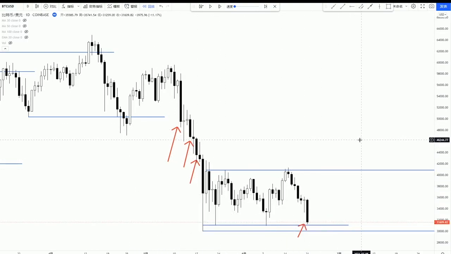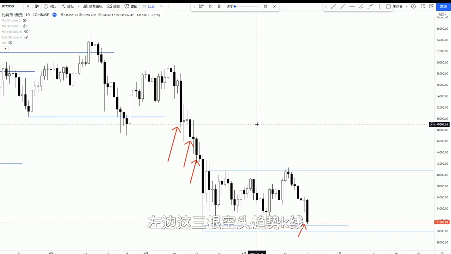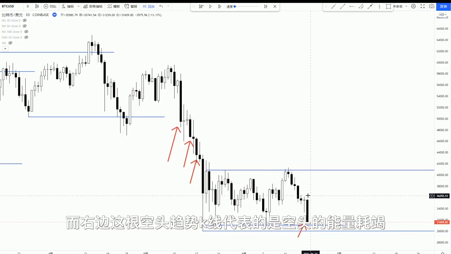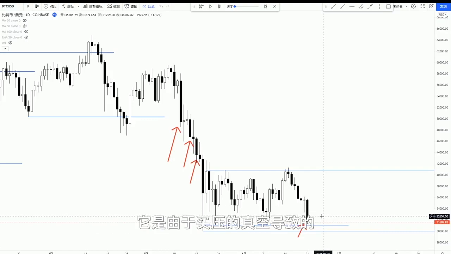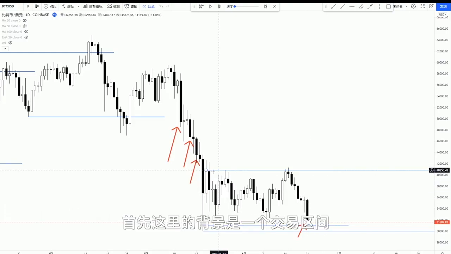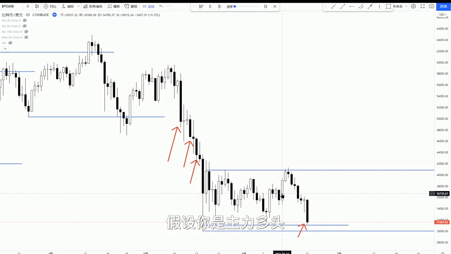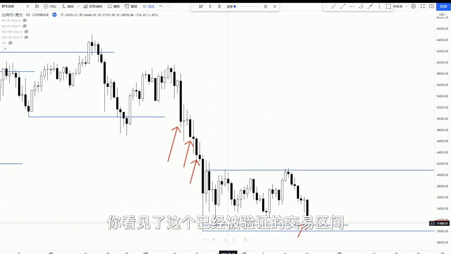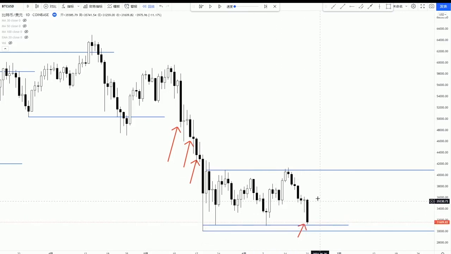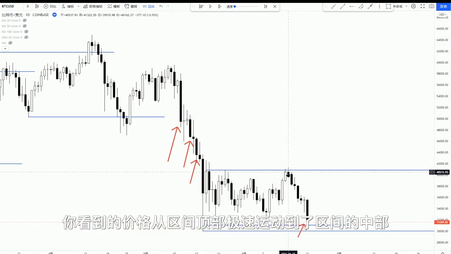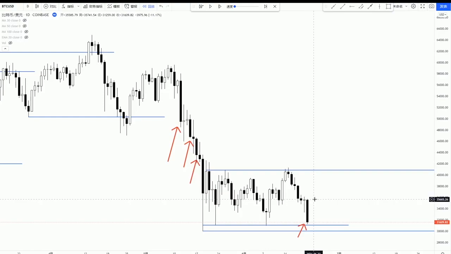What is the vacuum of buying pressure? Let me explain it here. First of all, the background here is a trading range, so let's say you're the main bull, you see this proven trading range and you're ready to go long, and you see prices going from the top of the range to the middle of the range, so what do you do now? Because you've seen this rapid movement, you know you can get as many orders as you want at the bottom of the range, because the price has been falling rapidly. When the price moves to the bottom of the range, you will not participate in the entry. The main bulls at this time are on the sidelines, not participating.